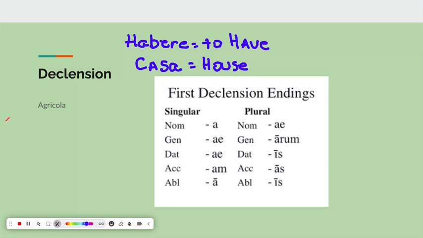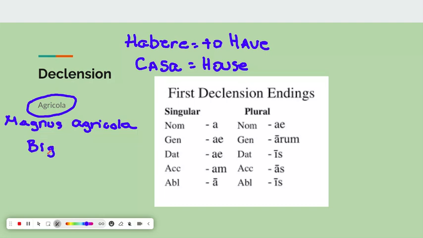So let's look at a word here. Let's say we have this. So I'm going to write this first. We'll have Magnus Agricola. So Agricola, it sounds almost something that you would hear in English, agriculture, right? So Agricola means farmer. And Magnus is the adjective, right? So we know that adjectives modify the noun. So Magnus means great or big. So this just means a big farmer.